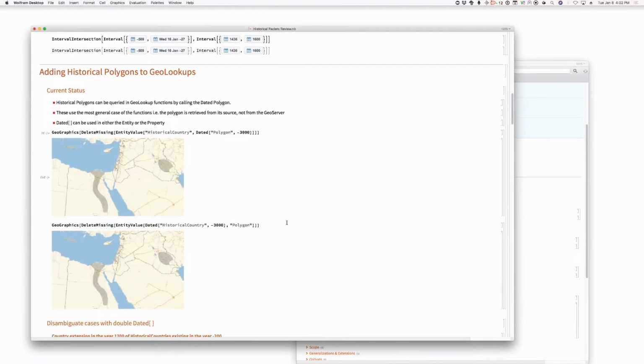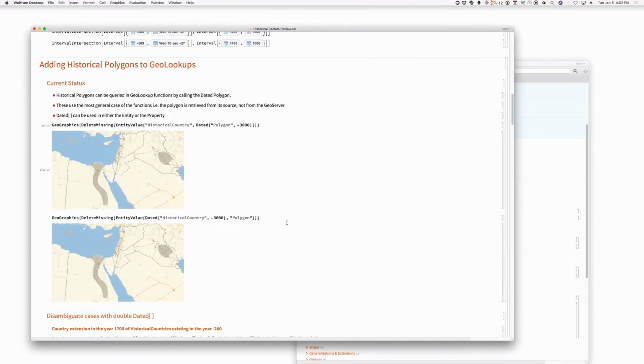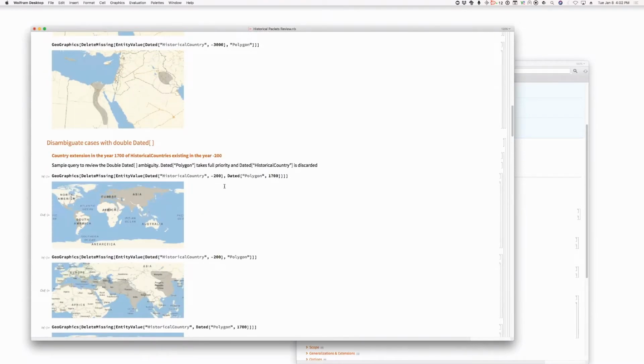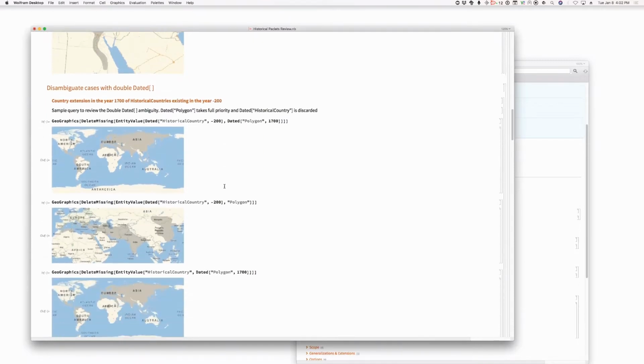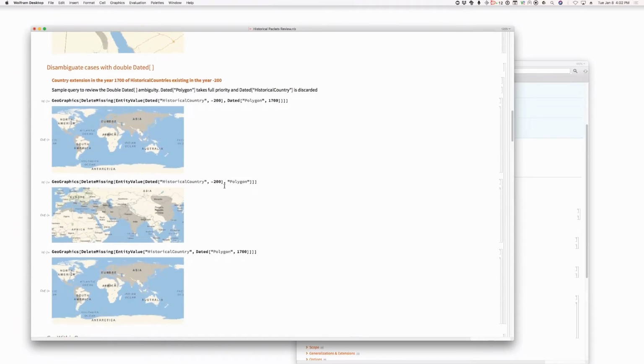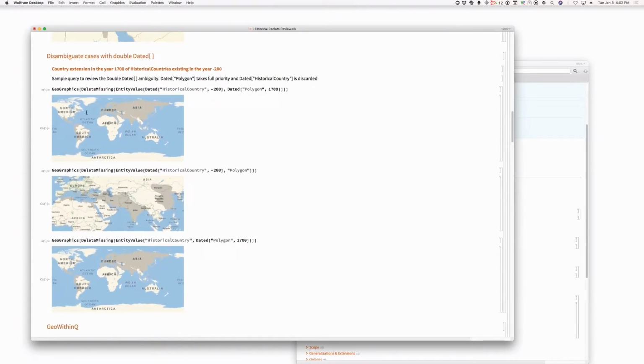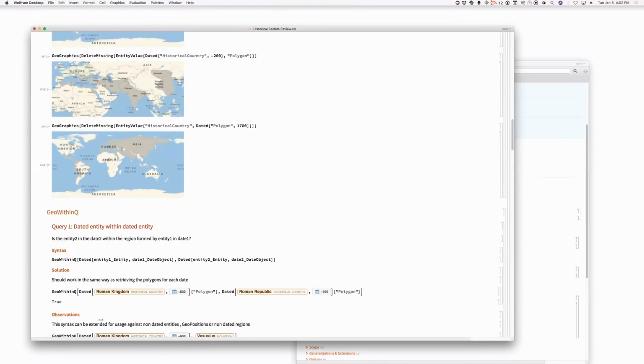Okay, historical polygons to GeoLookups. We already reviewed this on the previous meeting, and we checked some things out. So the problem here would be how to add this to the geo entities, to the GeoLookup queries that we have in Mathematica. So what we have here is, please go down. How are we going to work with functions like GeoWithinQ, GeoEntities, or GeoIdentify? I understand. So you're saying, do you have a proposal for this? Oh, yeah, you do. Okay.